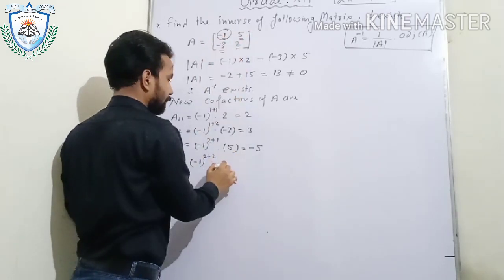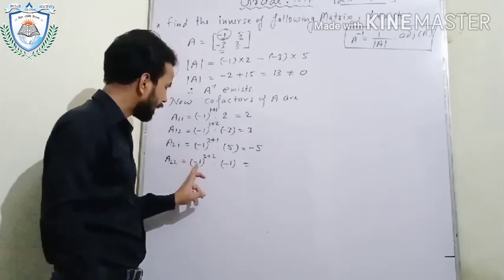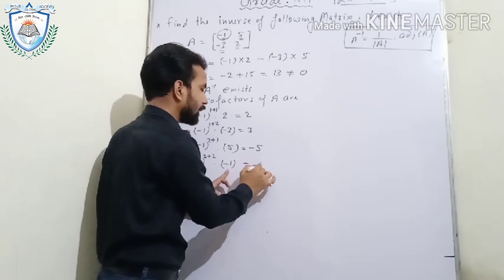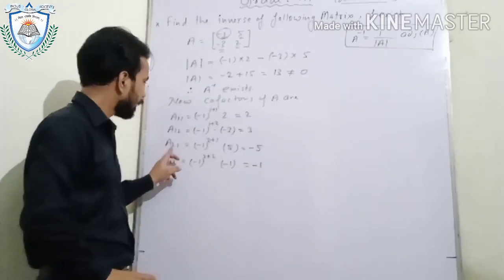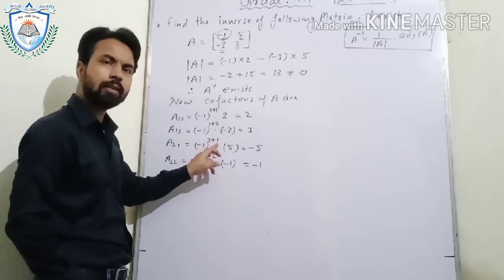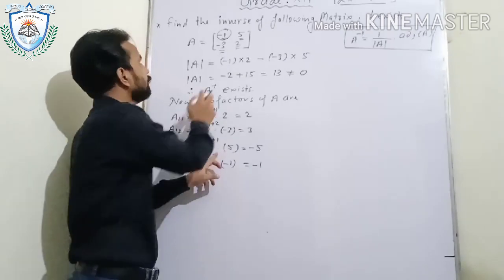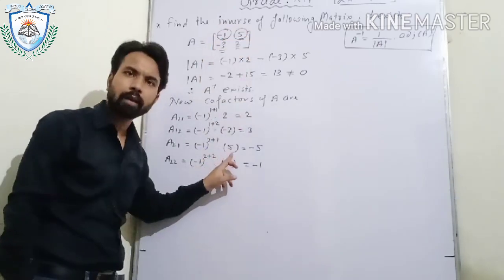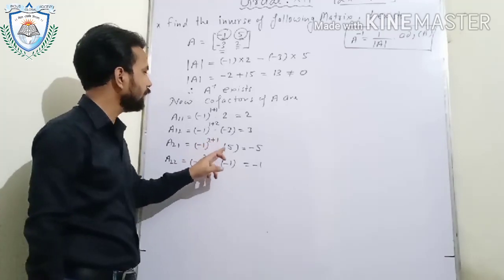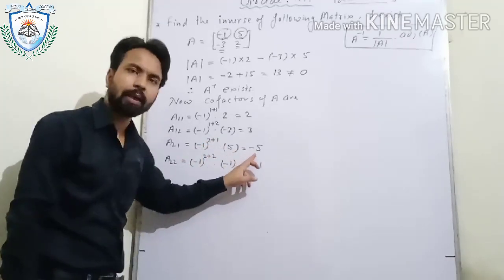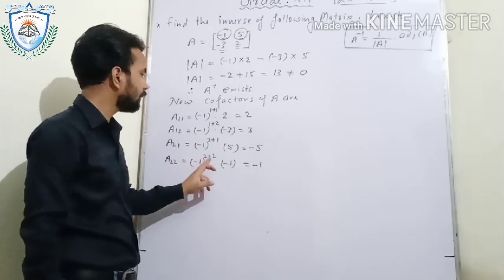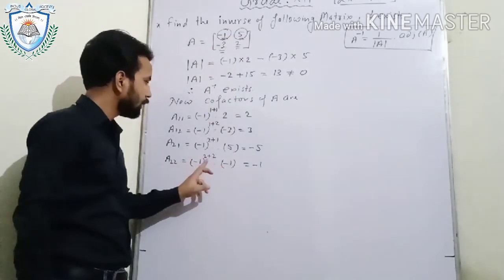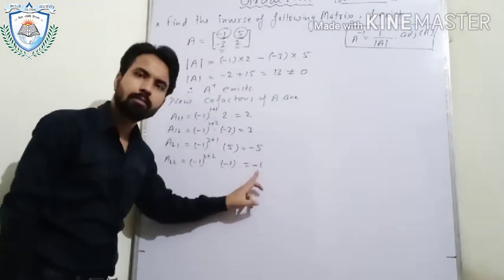Now A22, second row, second column. So it is minus 1. Minus 1 to the power 2 plus 2 is 4, that is positive 1. Positive 1 into minus 1 is negative 1. Again I am explaining. For A21, minus 1 to the power 2 plus 1, we will hide second row, first column. So the element left is 5. Minus 1 to the power 3 is negative 1, into 5 gives you minus 5. For A22, minus 1 to the power 2 plus 2, second row, second column, minus 1 is left. So minus 1 to the power 4 is positive 1, into minus 1 is minus 1.